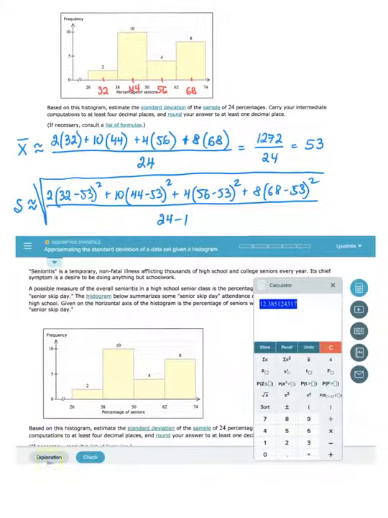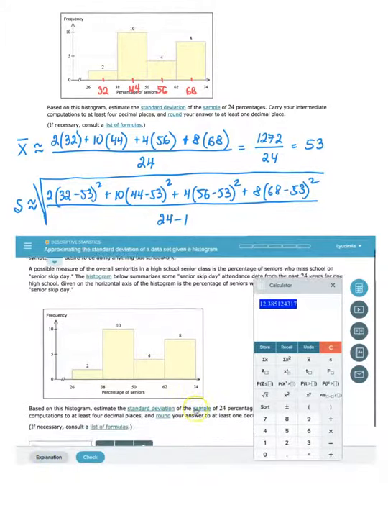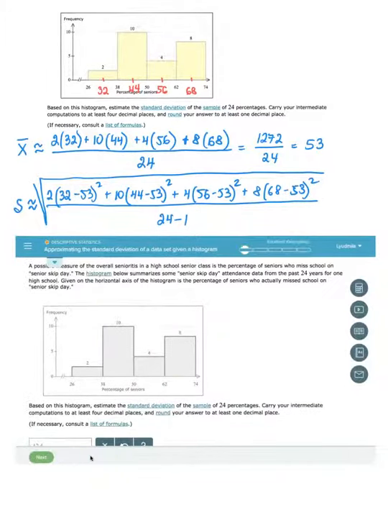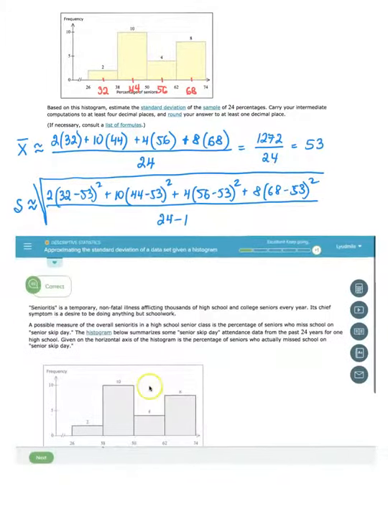So the answer is right there, and I remember that I need to round my final approximation to at least 1 decimal place, so I'm rounding to 12.4, and that seems to be right.